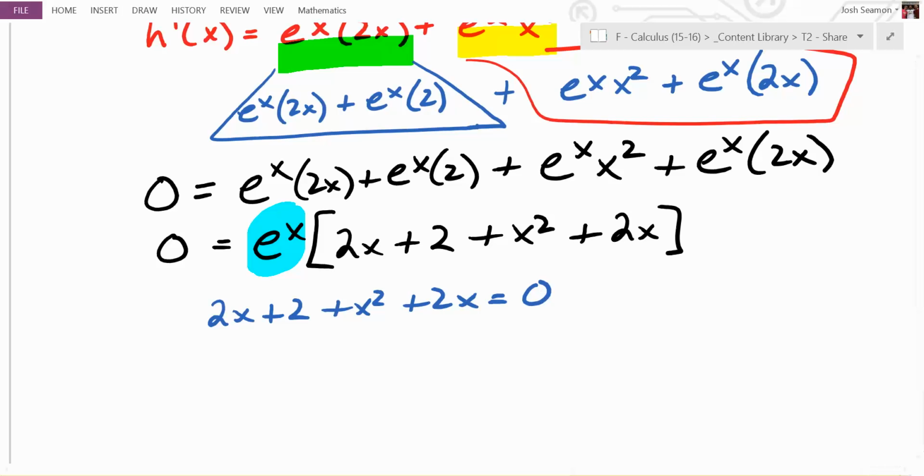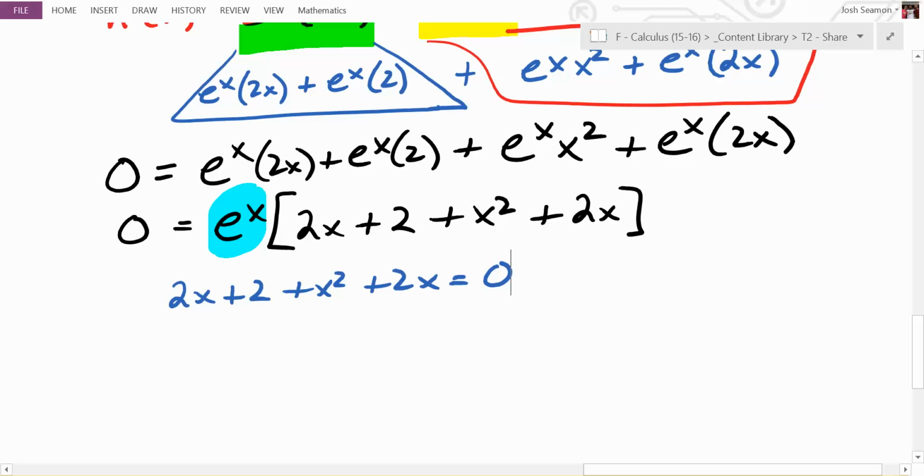Yes, Leona. We should get the same thing. So do we have some like terms? Yep. So what do we have here? x squared plus 4x plus what? Equals 0.